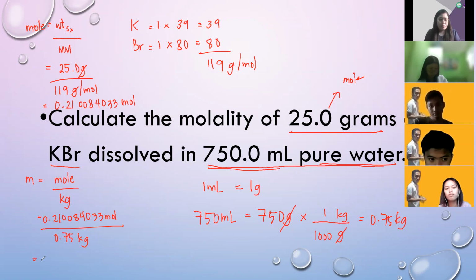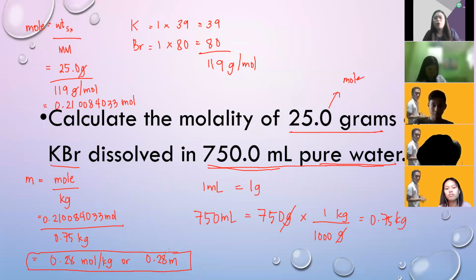So, pwede na tayong mag-divide 0.210084033 moles divided by 0.75. 2 decimal places lang. This is 0.28. Take note of the unit. It can be moles per kilogram, or you can simply write 0.28 and then small letter m. So this is now the concentration in molality of our potassium bromide solution.